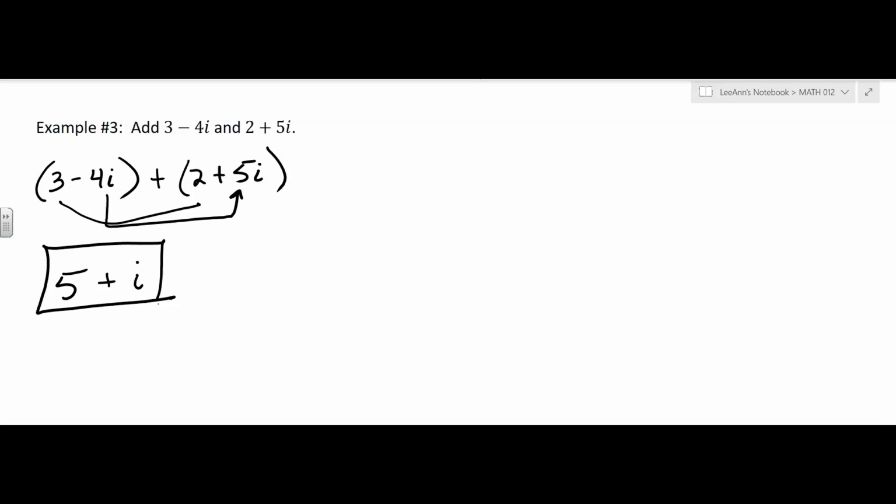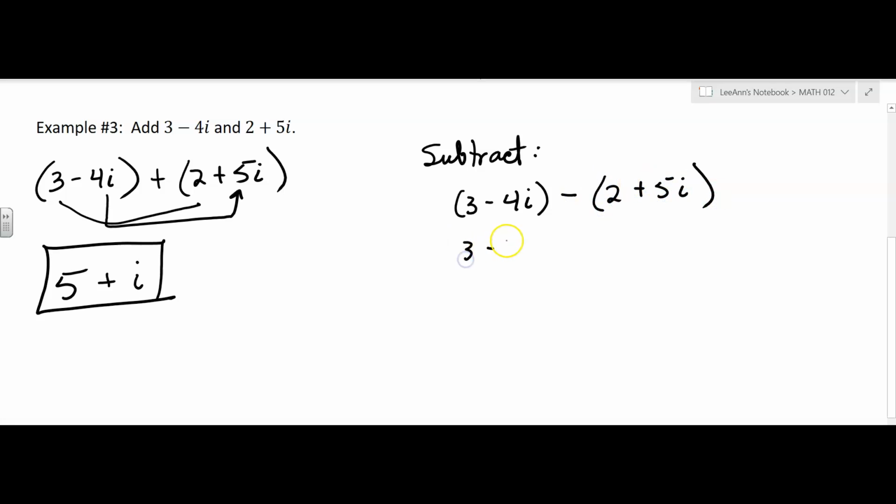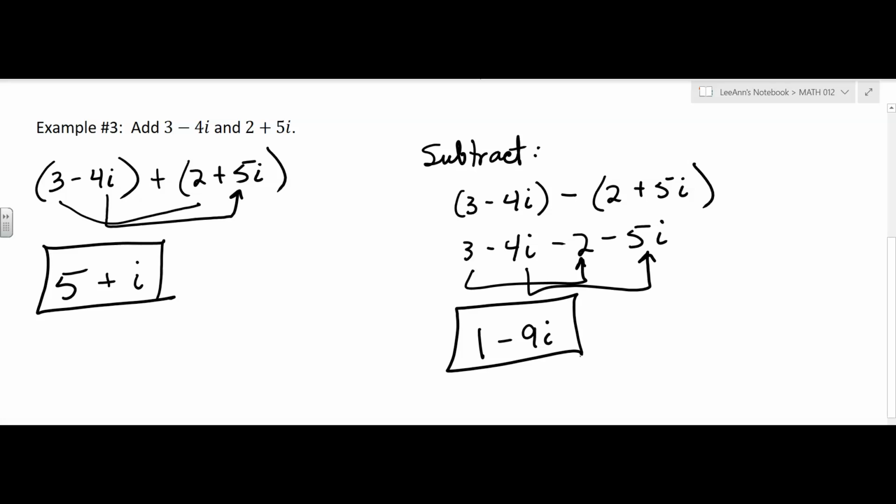Now let's take this example, let's take those two and subtract them. So let's say you had 3 minus 4i, and you wanted to subtract 2 plus 5i. Well, just like you normally do with like polynomials, you'd have to subtract the 2 and you'd have to subtract the 5i. So you'd get a 1 here, and then you'd get a minus 9i. So it's really just like combining like terms. But because we have a new set of numbers, complex numbers, we have to go over the operations involving those.